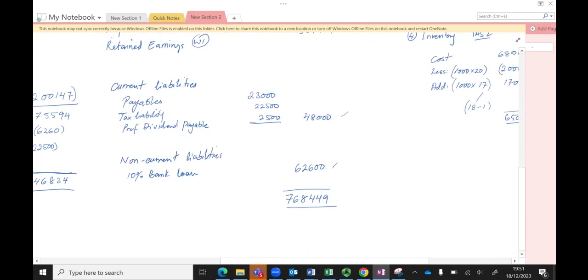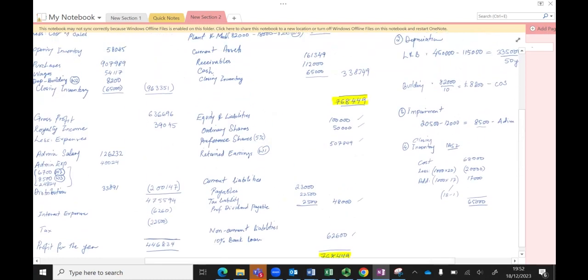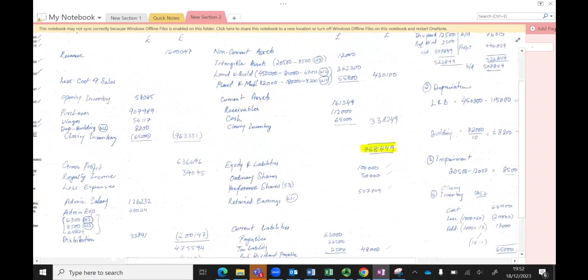Whereas the equity plus liabilities is also 768,449. So this is the full calculation of Papaya Limited.